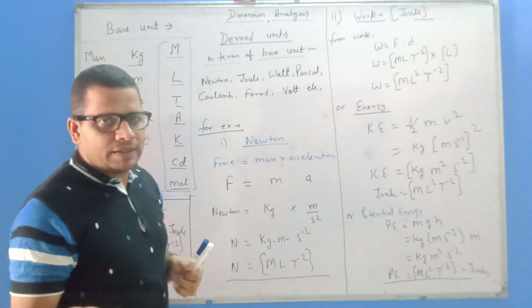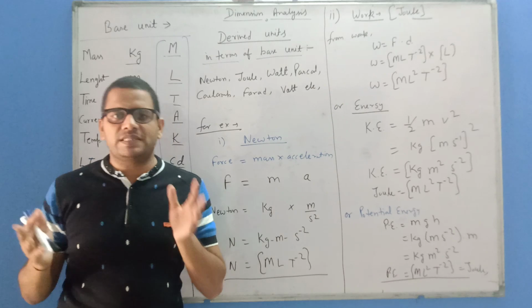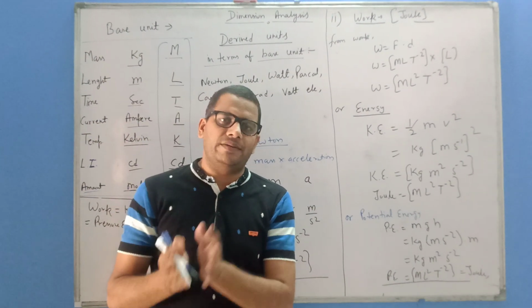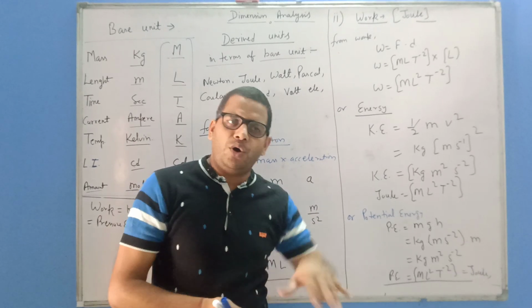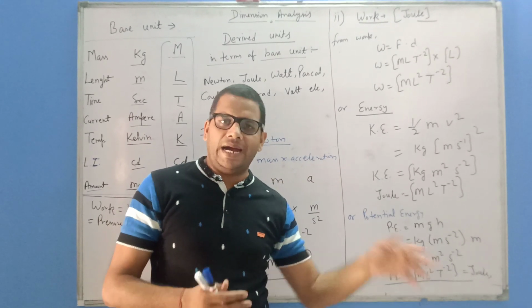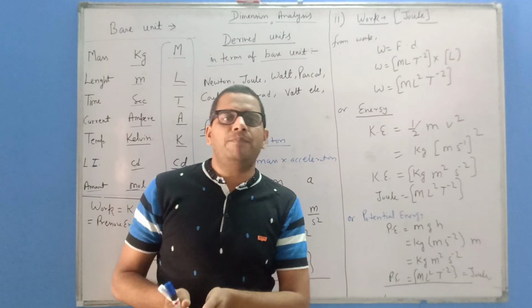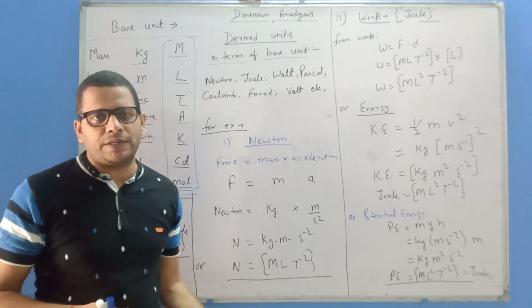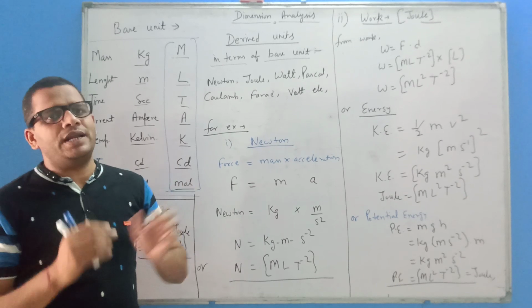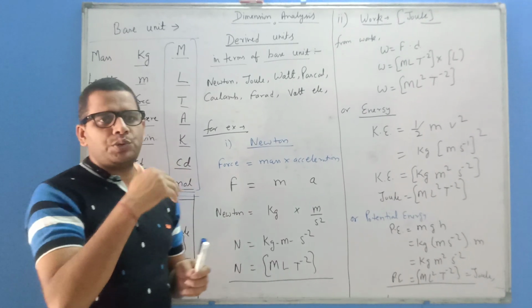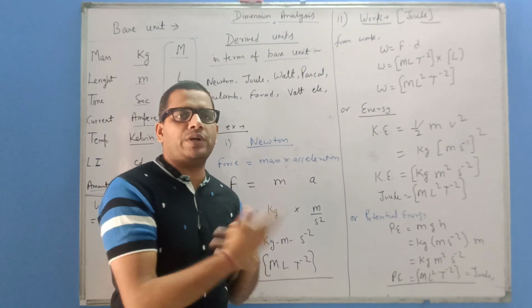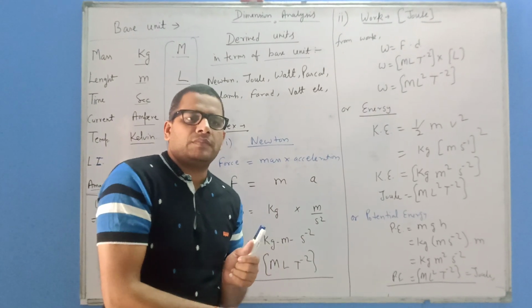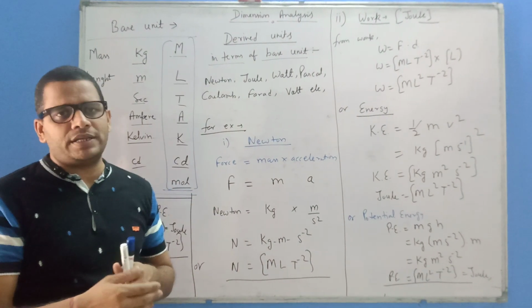As I told in my previous lecture, we have 7 fundamental quantities and fundamental units. All the other units are derived with the help of these base units, known as derived units. So we have to find out, in order to derive a given unit, which of the base quantities have been used and how many times.